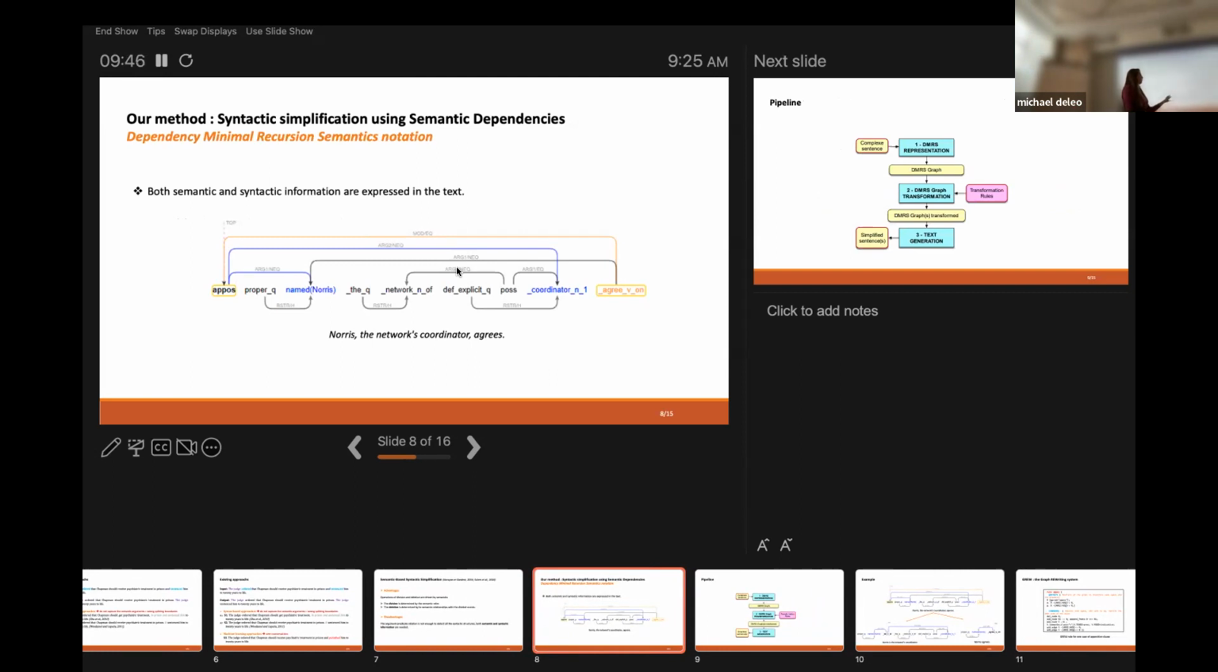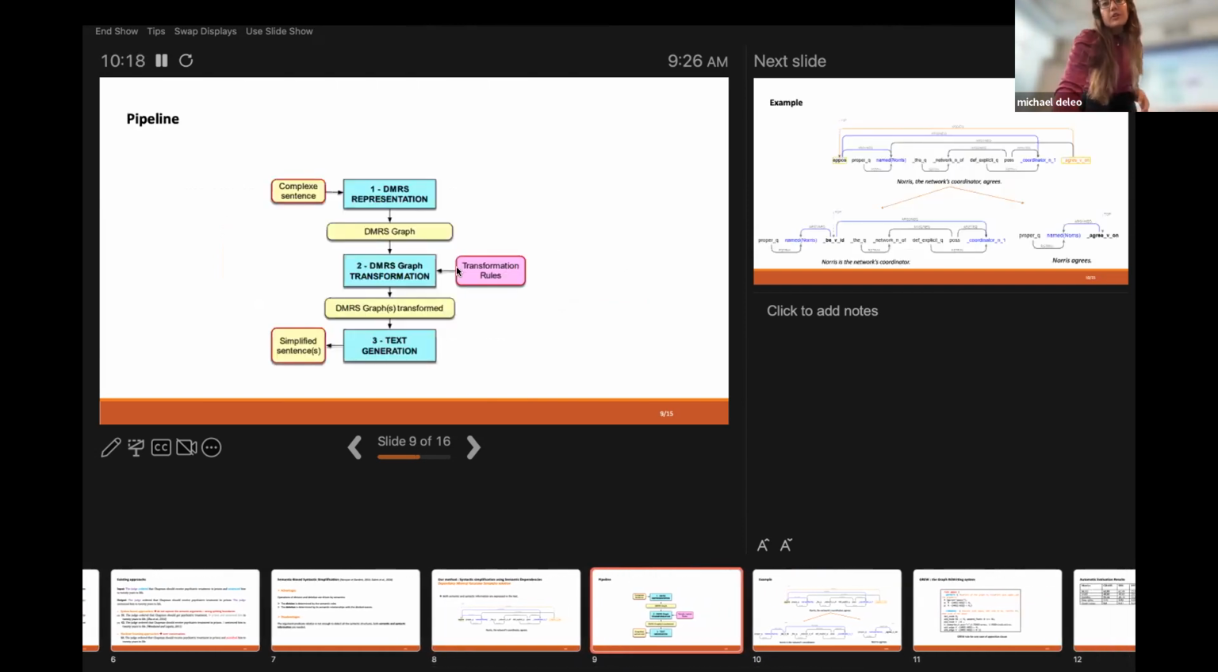An appositive clause is where we have a clause that adds some information about that subject. So we have the information about the structural construction, and we have that predicate-argument information. So in these types of semantic representation, we have both semantic and syntactic information.